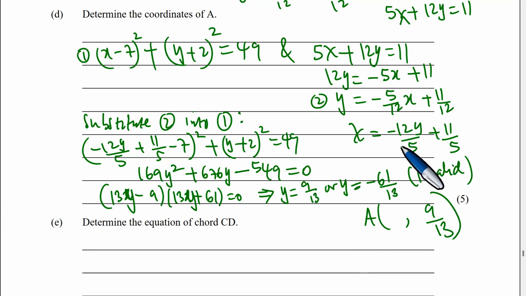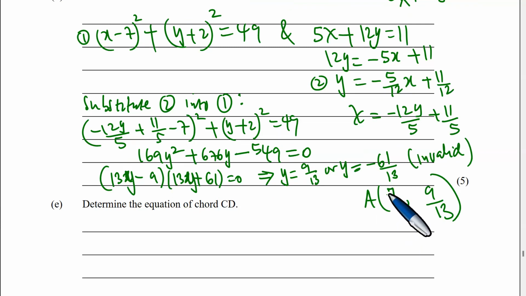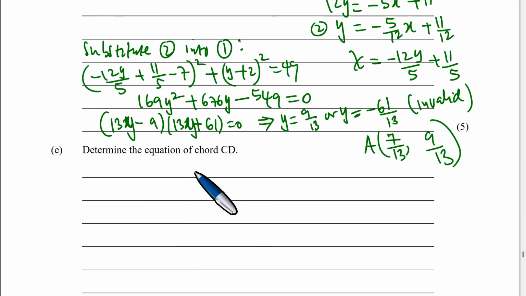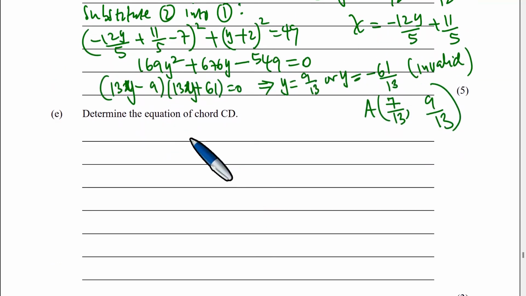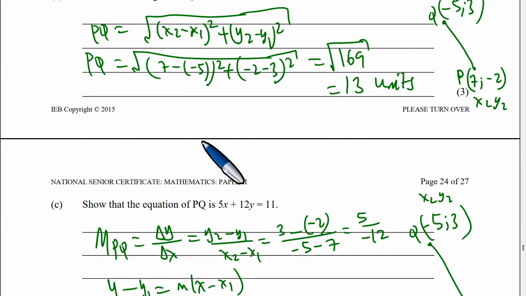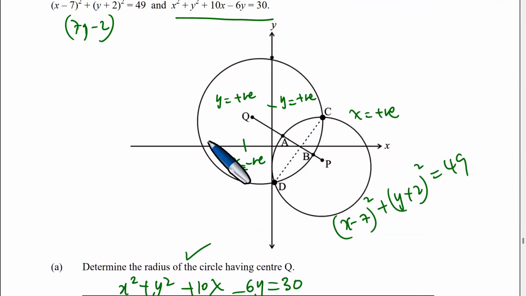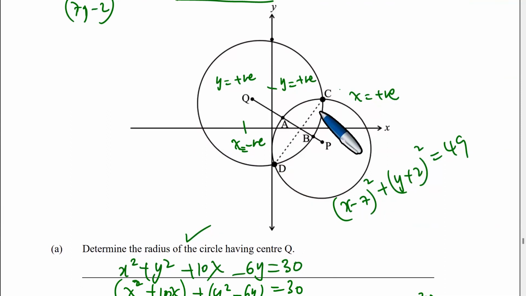If you substitute y, you get x, and x is going to be 7 out of 13, excuse me. Put the y there, and you're going to get 7 out of 13. Obviously, you can't waste a lot of time on that one. It's easy to just substitute into that equation there. Next question. Determine the equation of chord CD for 3 marks. Where is CD now? Let's check in the diagram. Where is chord CD? This one.